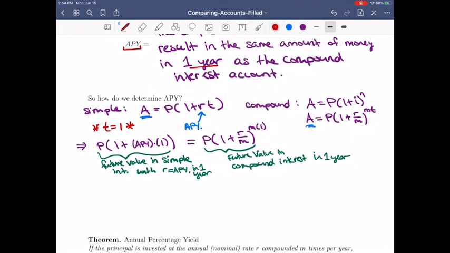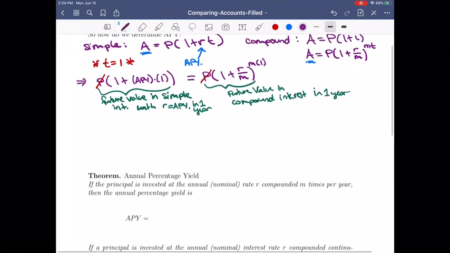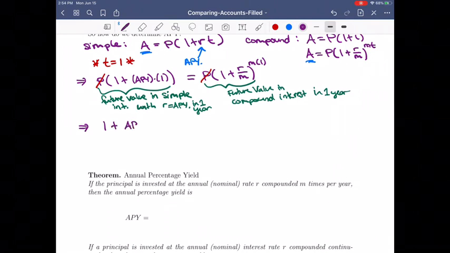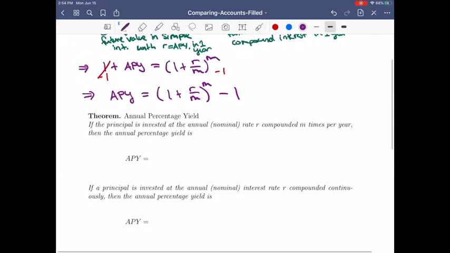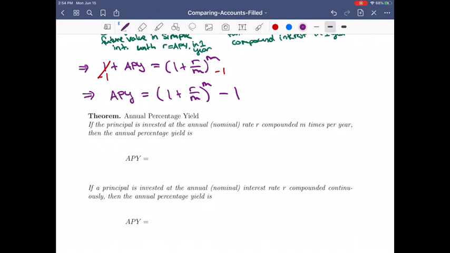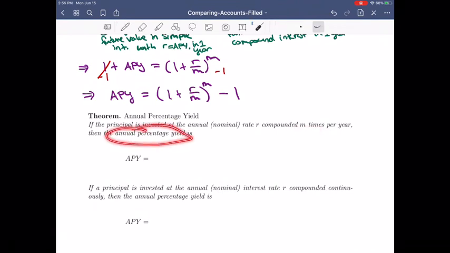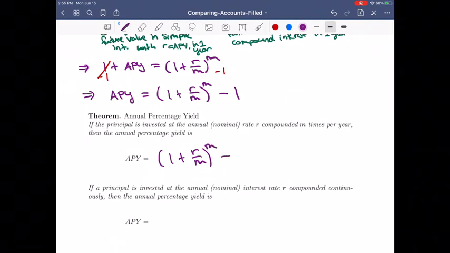If we divide both sides by P, the P's are actually going to cancel. So what we end up getting is 1 plus APY is equal to 1 plus R over M to the power M. If I solve for APY, just subtract 1 on both sides so that goes away. So APY is going to be 1 plus R over M to the power M minus 1. This is actually what we want. So that's the formula for a compound interest account. If the principal is invested at an annual interest rate R compounded M times per year, then the annual percentage yield, the thing that we use to compare, the APY, is 1 plus R over M to the power M minus 1.